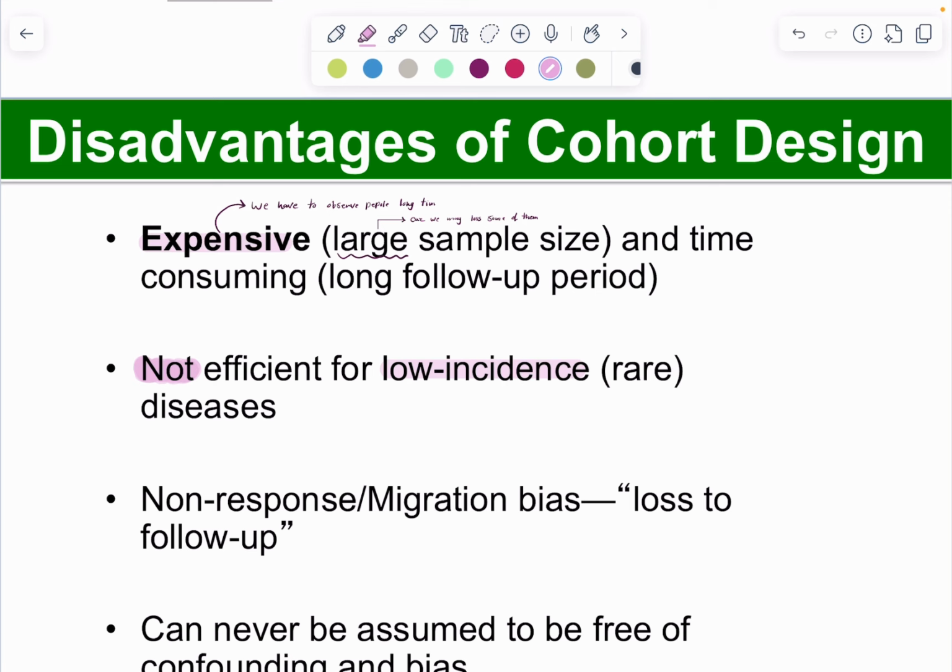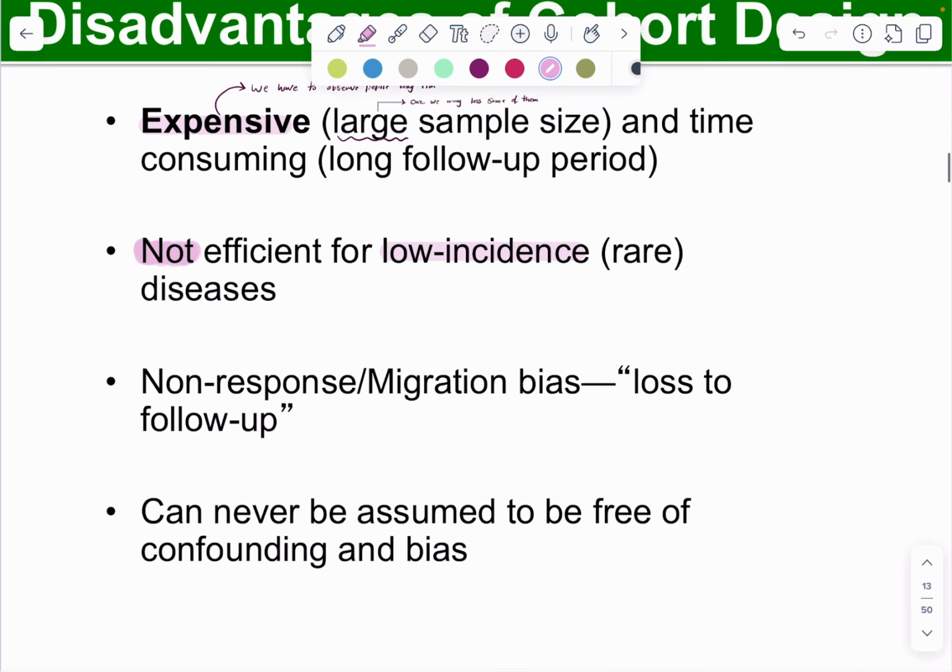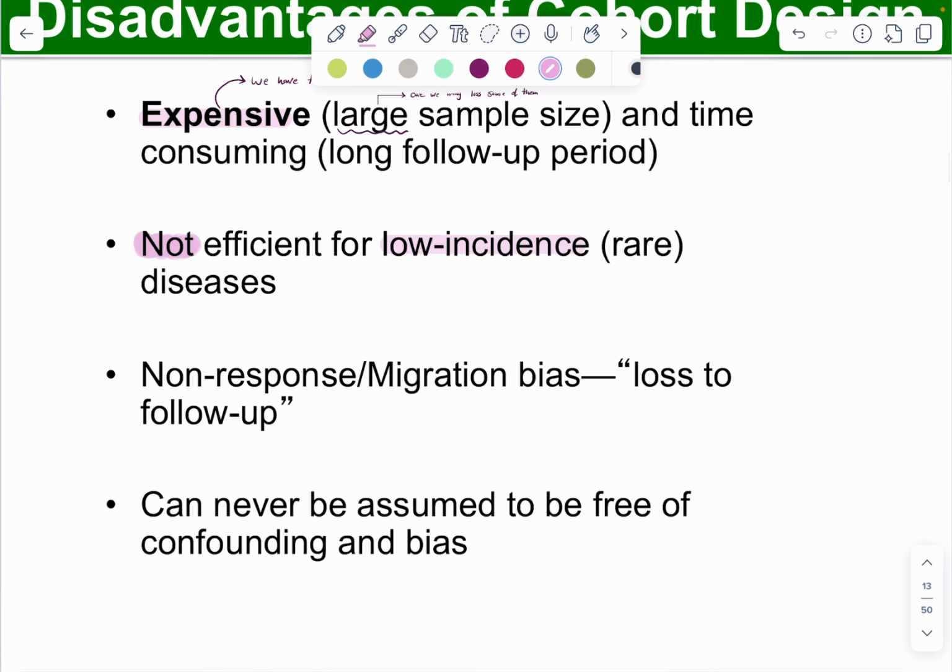For a rare exposure, you will always choose the cohort study. For a rare disease, you will never choose it. This is the vice versa. Rare exposure, cohort is efficient, but rare diseases never. Then non-response and migration bias, I already told you, loss to follow. Some of them will migrate, some of them will not respond.